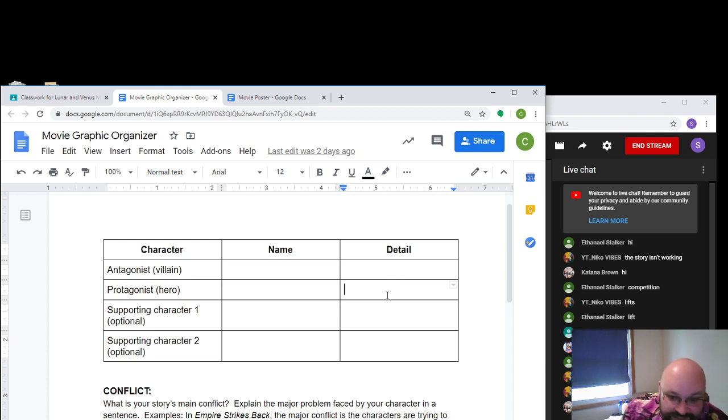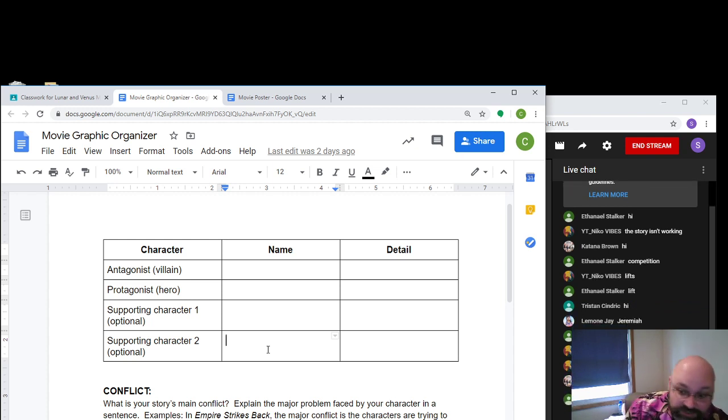Just give me like 2 details about your hero, because your hero should be a round character, like we talked about before, more than one characteristic. And then I put space for you to do 2 supporting characters. You don't have to do 2 supporting characters. You can have more if you want, or you can have less, or you can have no supporting characters.